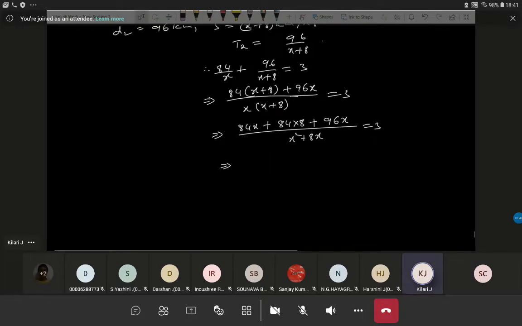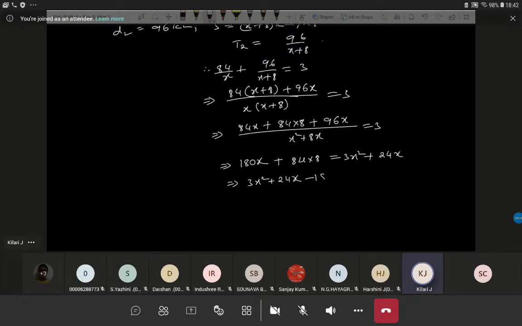Implies that 96 plus 84 is 180x plus 84 into 8, is equal to, by cross multiplying we are getting 3x square plus 3 into 8, 24x on RHS. Then it will be 3x square plus 24x minus 180x minus 84 into 8 is equal to 0. Then 3x square minus 156x minus 84 into 8.